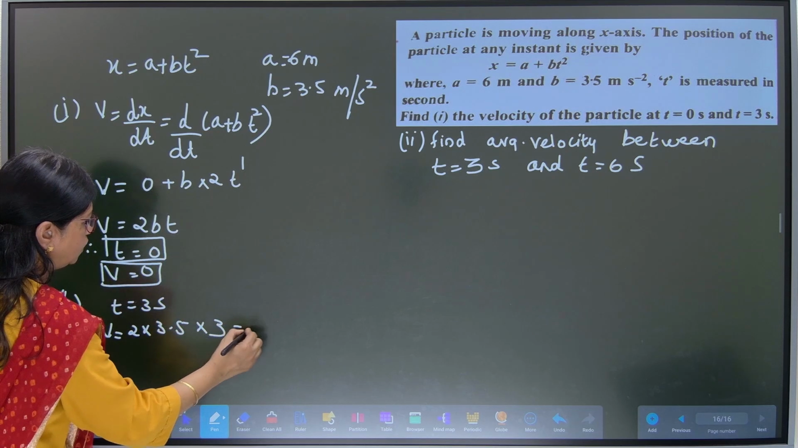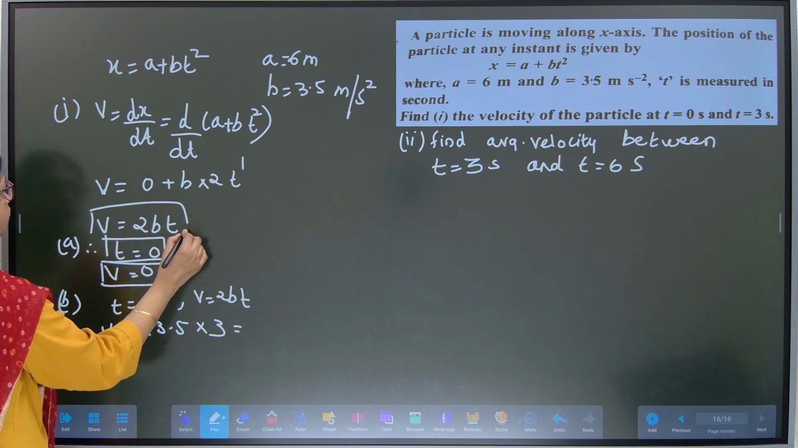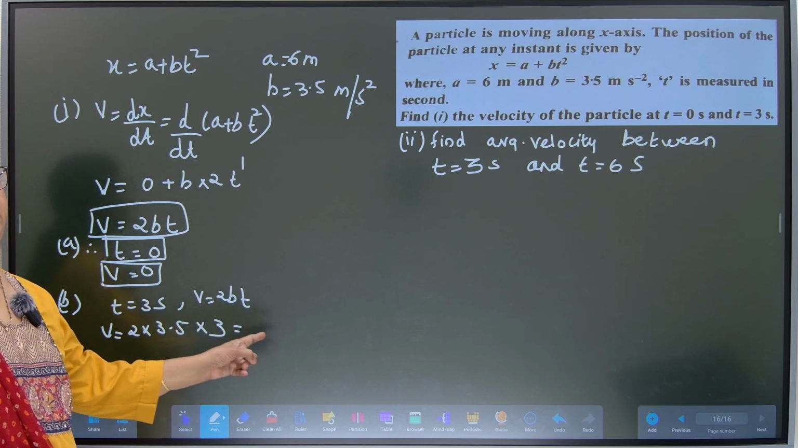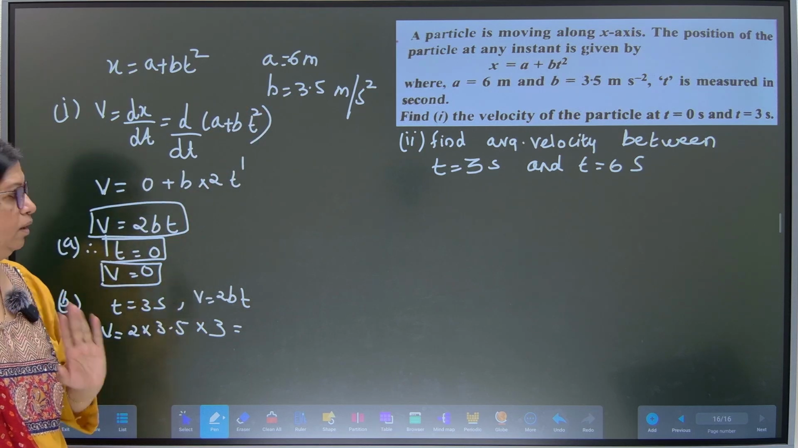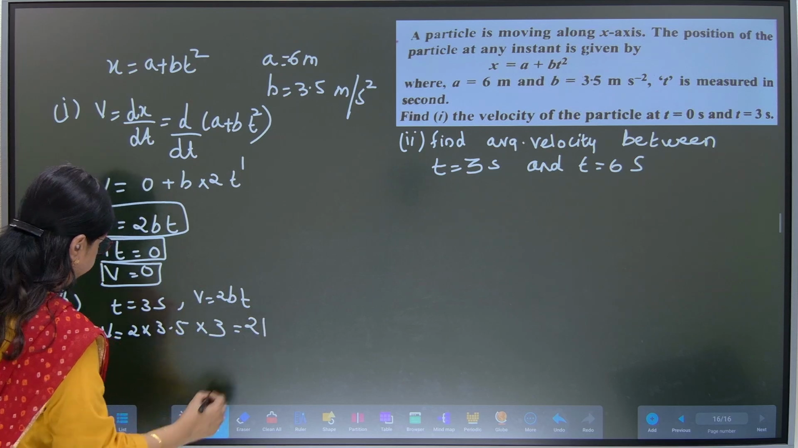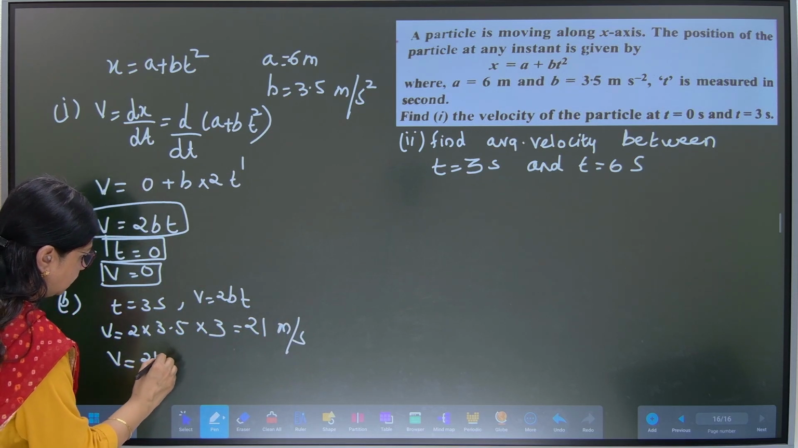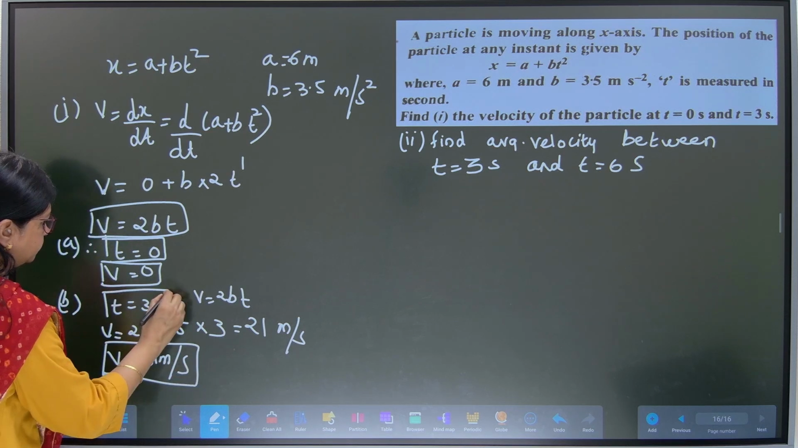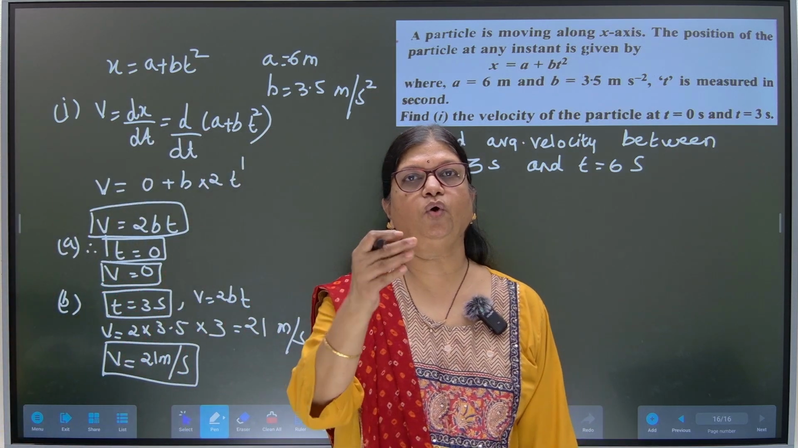So what did I substitute here? I got v is equal to 2bt. I substituted t is equal to 0 in it, and now I am substituting t is equal to 3 seconds in it. B from here I will pick up. So what is my answer? 2 into 3.5 is 7, 7 into 3 is 21 meters per second. So v is equal to 21 meters per second at t is equal to 3 seconds. Done. First bit over.